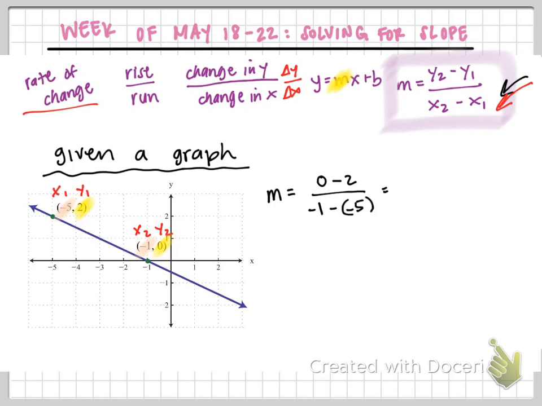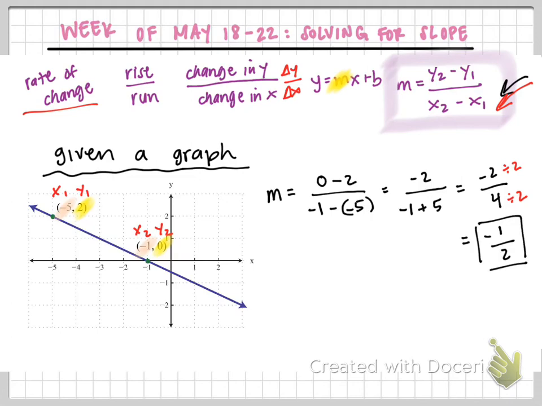Simplify. 0 minus 2 gives us negative 2. Negative 1, this will become a plus sign because a negative times a negative is a positive. Keep going. I'll get negative 2 over negative 1 plus 5 is 4. I can simplify that. I see that I can divide both the top and the bottom by 2. So my final answer for my slope is negative 1 over 2.